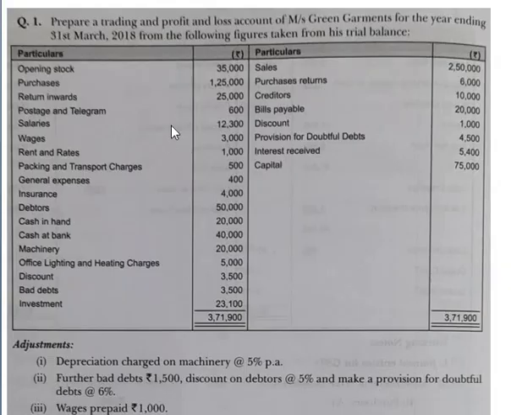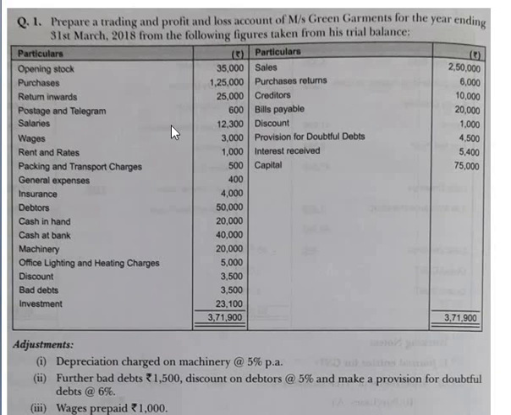Now let us look at this particular problem. It says prepare a trading and profit and loss account of Mr. Green Garments for the year ending 1st March 2018 from the figures as given in the trial balance. So even though they did not ask for the balance sheet, we are going to prepare the balance sheet to get the complete final account.